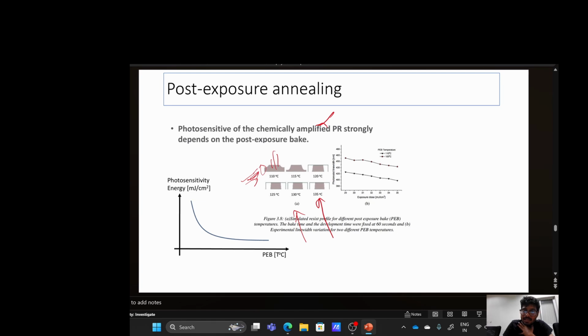As you can see, this exposure dose is given as 33 millijoule or 34 millijoule per centimeter square. With 5 degrees, this is the feature size you were getting with the mask, and this is the feature size after you annealed at 110 degrees. So by improving the reaction kinetics, you have improved the feature size.